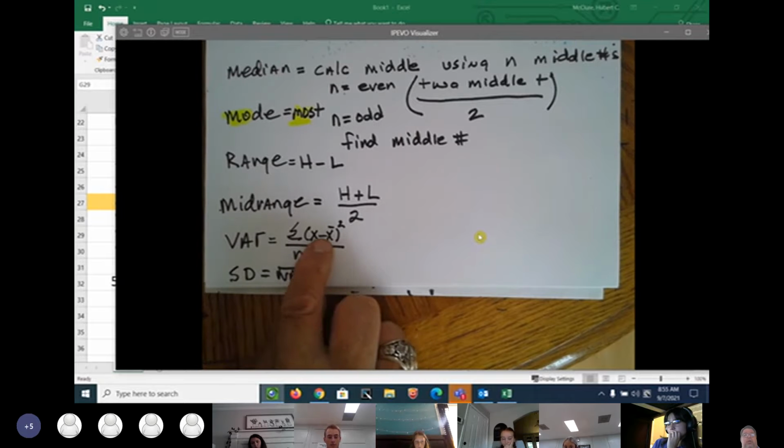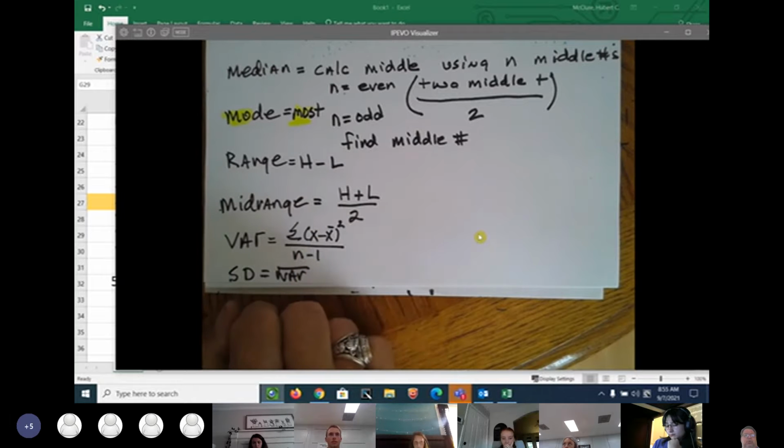Can y'all not read that? Can y'all see this? X minus X bar. What's X bar? Okay. None of y'all know what X bar is. Okay, X bar is the mean.